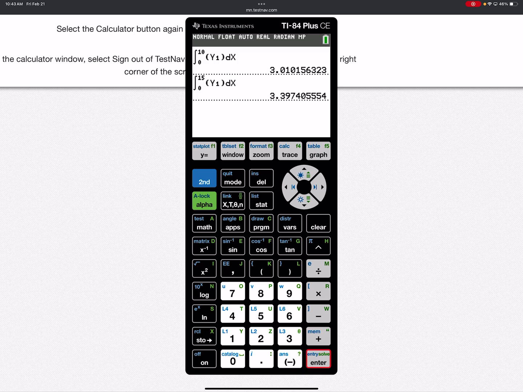These little tricks are so important, guys, to know how to do when you guys are doing your AP test. So he's about 3.397 miles.